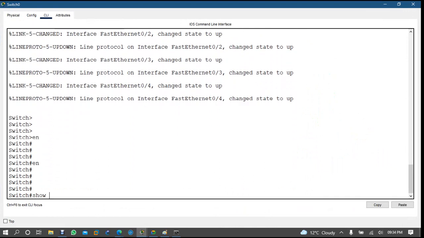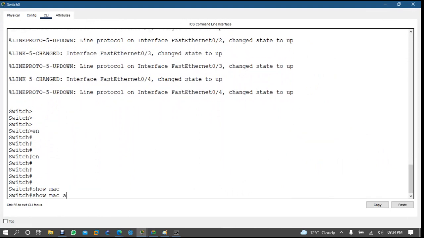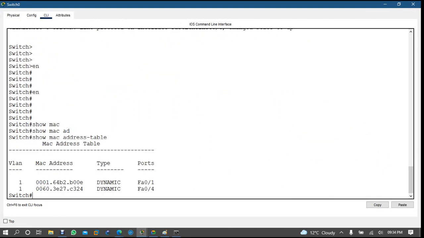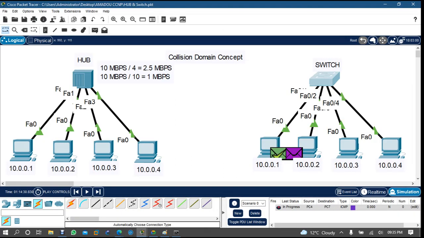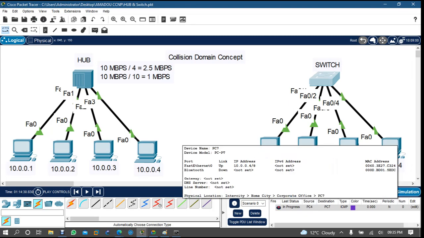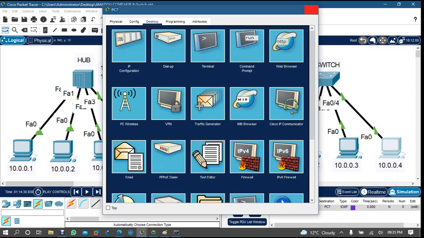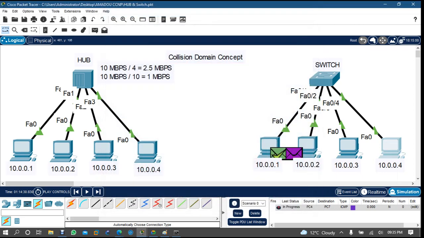If you come to this switch and check the MAC address table, you can see here, this is the first one. Right now your switch has only two entries in its MAC address table, the PC A MAC address and the PC4 MAC address. Are you understanding? Yeah, I see.